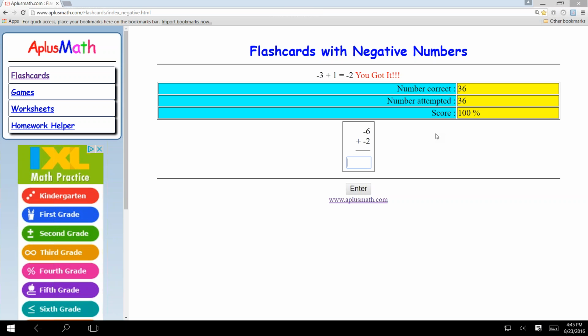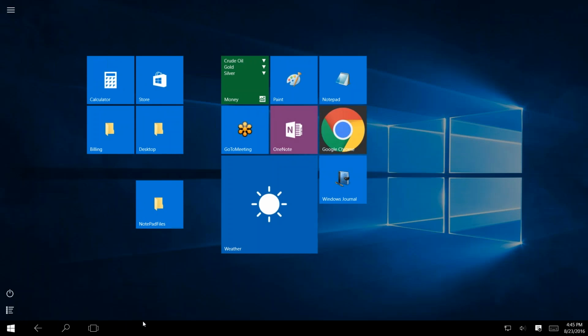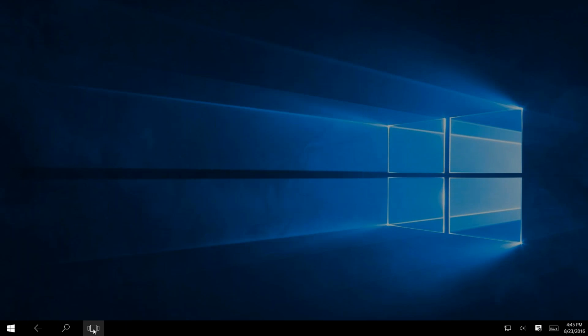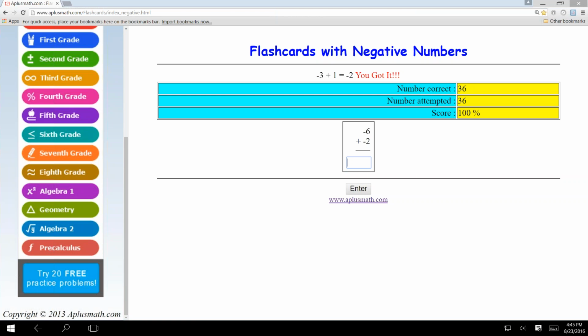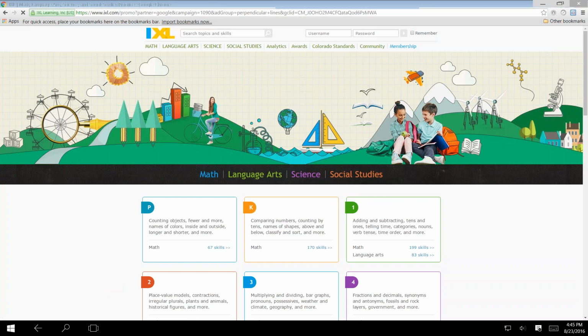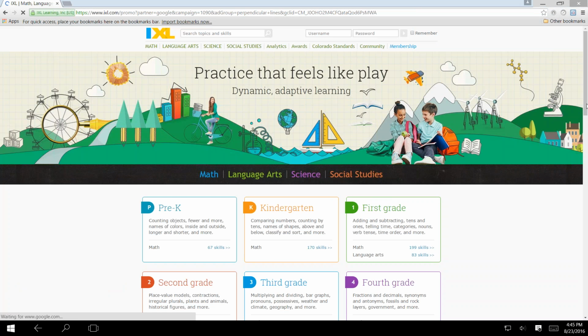All right. Let me give you some more equations. Let's practice equations. In fact, hold on a minute. Let's see what their algebra flashcards look like.